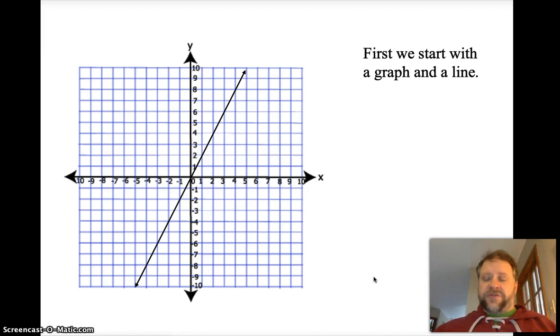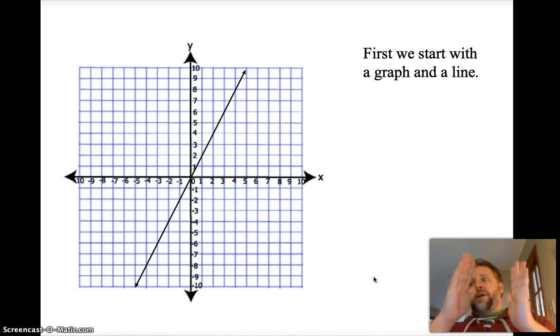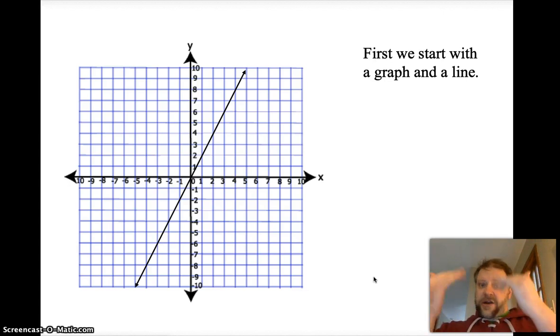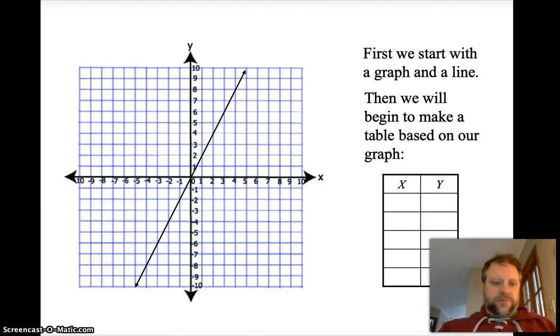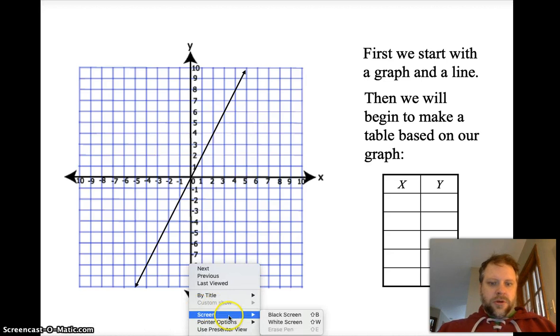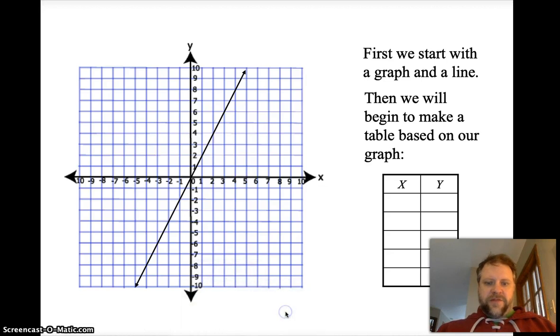I don't have any tools for doing that yet, but I do have tools for turning a table into an equation. We practiced that. How much does it change as it goes up in y? What is the zero case when y equals 0? We can do that. So if we could turn our graph into a table, then we can take our table and turn it into an equation. So in order to do that, we're going to make a table based on our graph.